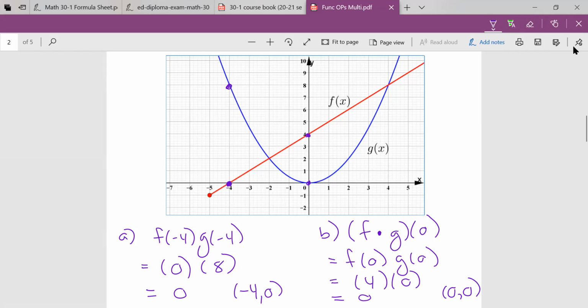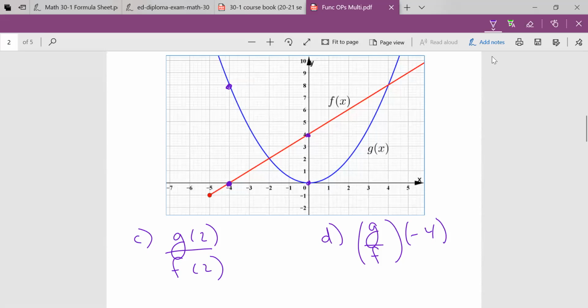Let's do some division now. Okay, let's just look at two division questions. C says, let's say G at 2 is divided by F at 2. So again, I'm just going to erase these dots here and go back up to my graph. When x is 2 for G, so I just got to make sure I get my order right, my output also happens to be 2. And F at 2, the output is 6. So I divide those two things, and there we go. We would get a point at 2, 1/3.